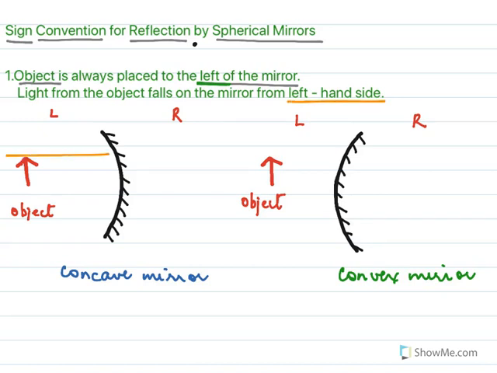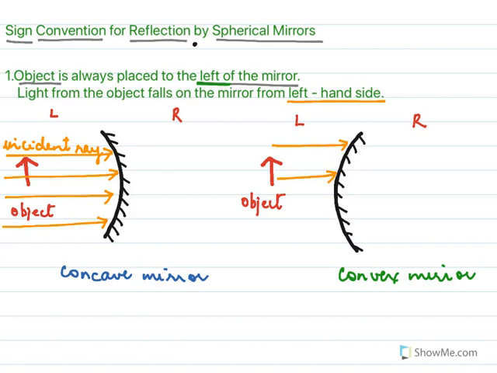So when we draw any rays, we draw them from the left hand side. This is the direction of the incident light, or the incident ray. They are coming from left to right. Here too, from left to right of the mirror. So remember, when you're drawing the object, always draw it on the left hand side of the mirror, not on the right hand side. This is the first convention.